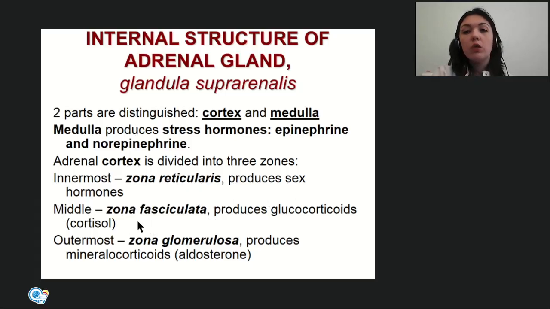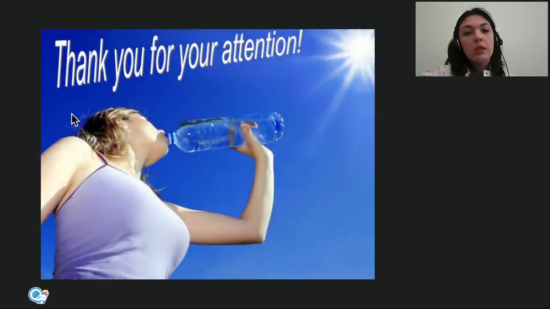These are hormones of stress, and they are also responsible for the metabolism of carbohydrates. And the outermost zone is the zona glomerulosa, the glomerulus zone, which produces mineralocorticoids, aldosterone, which regulate blood pressure and also the metabolism of salts. So these are the functions and structure of the adrenal gland. That is all I wanted to tell you for today.